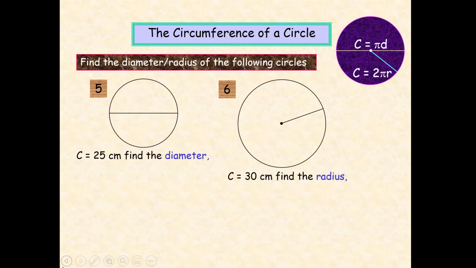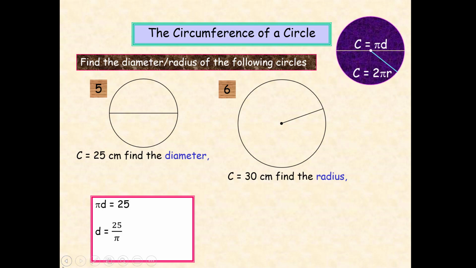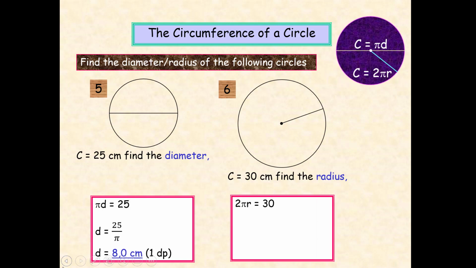But what if the circumference is given and we have to find the diameter? Always start with your formula. We know pi times the diameter is equal to 25. We divide by pi on both sides, so the diameter is 8,0 centimeter rounded to 1 decimal place. If we look at number 6, we have to find the radius. So let's start with the formula. 2 pi r is then equal to the circumference. If we want the radius, we have to divide by 2 pi on both sides. Therefore, the radius is 4,8 centimeters rounded to 1 decimal place.